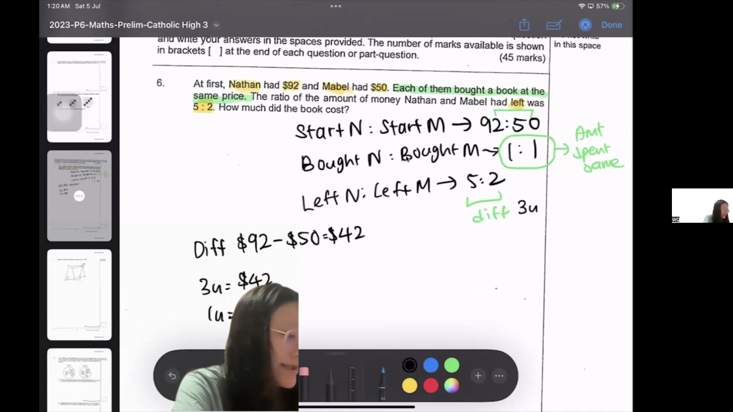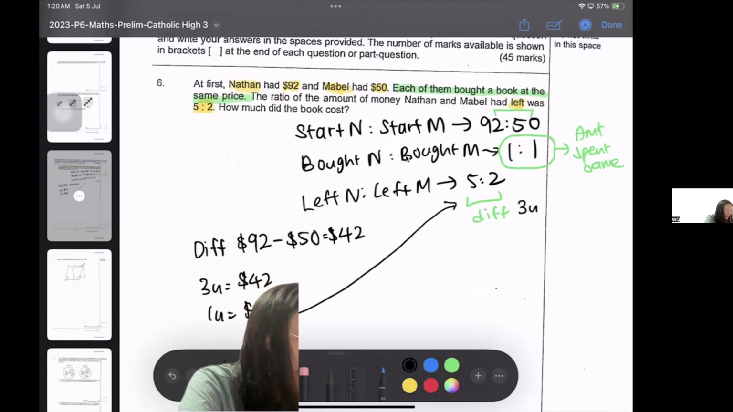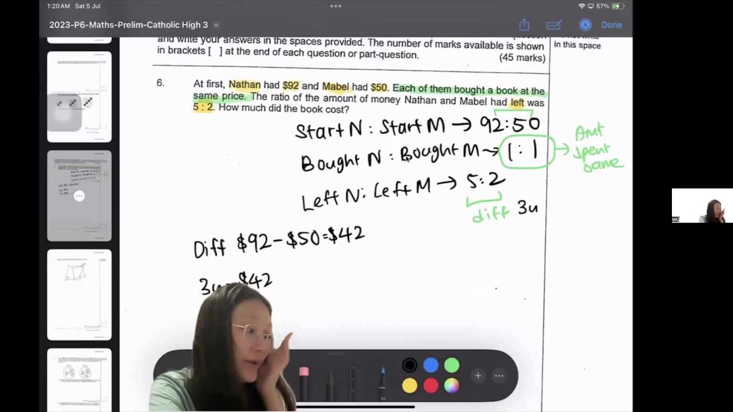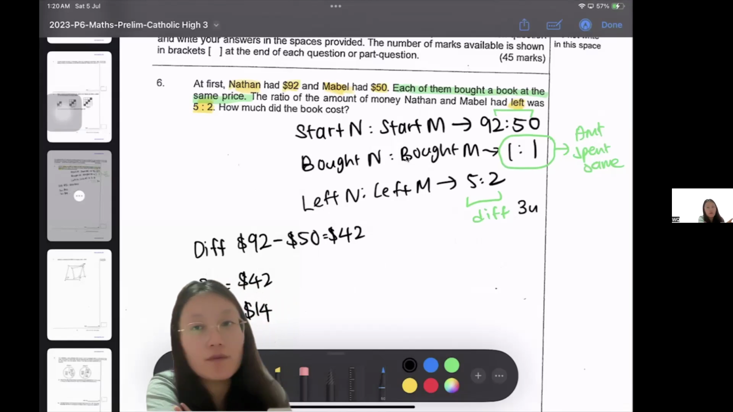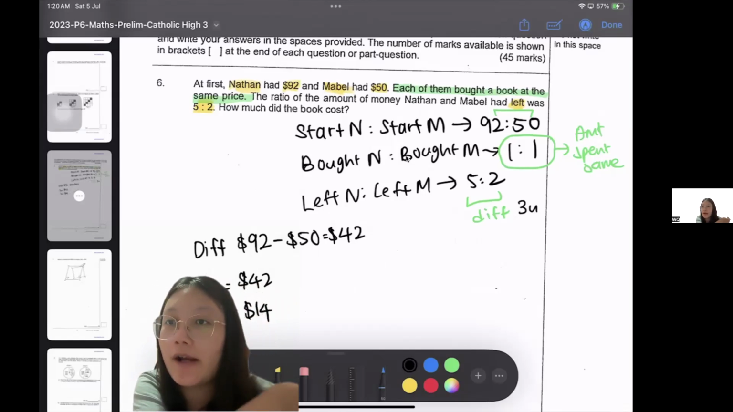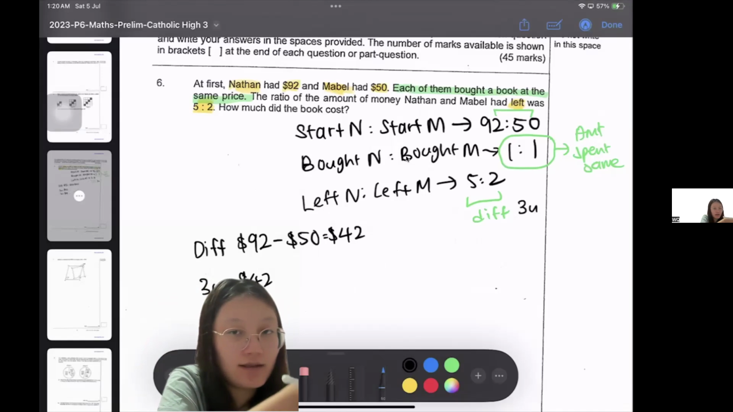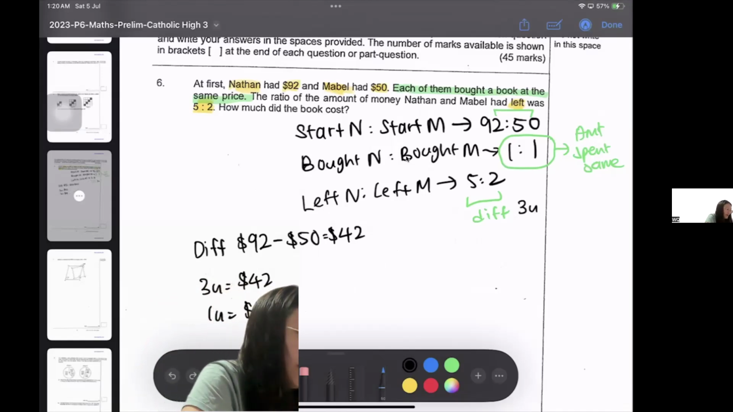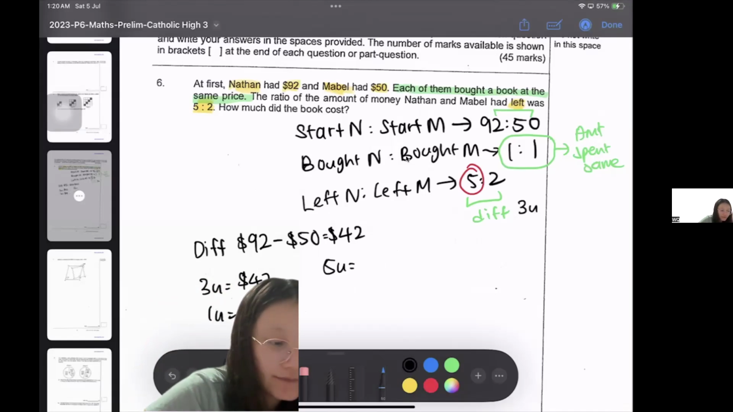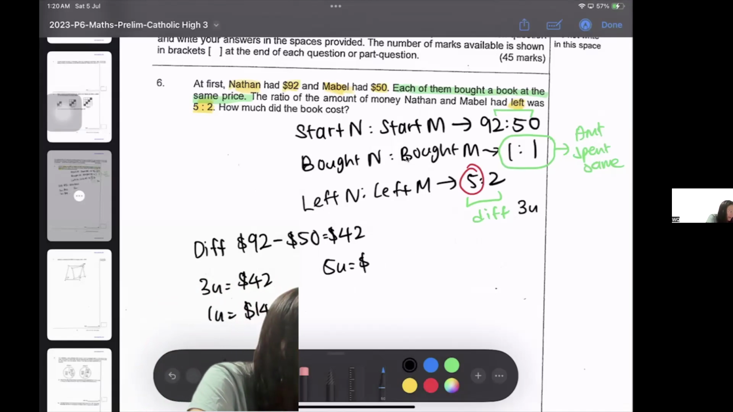Okay, so this $14 is the 1 unit of this ratio over here. So let's use that ratio, okay? The ratio we want to find, you can use either 2 or you can use 5. Let's use the 2. Never mind, let's use a 5, okay? So we're going to use this 5. Let's find how much is this 5 units. So 5 units is 14 times 5, which is 70.